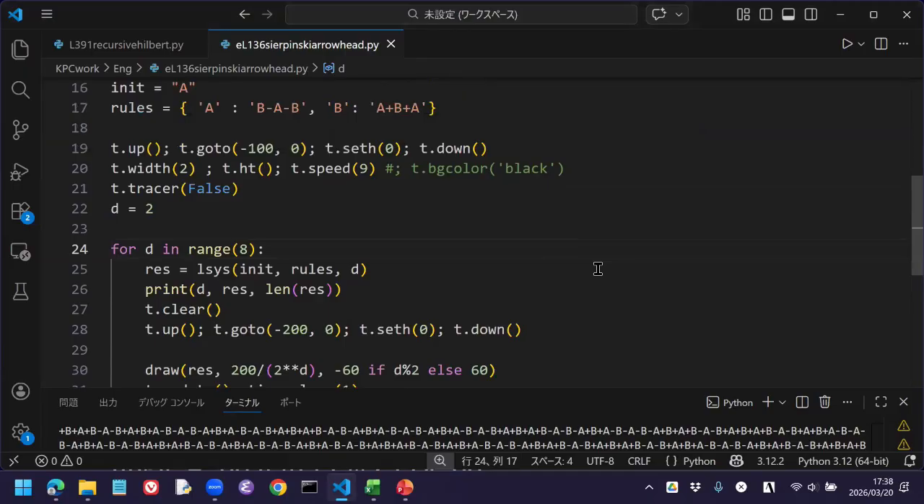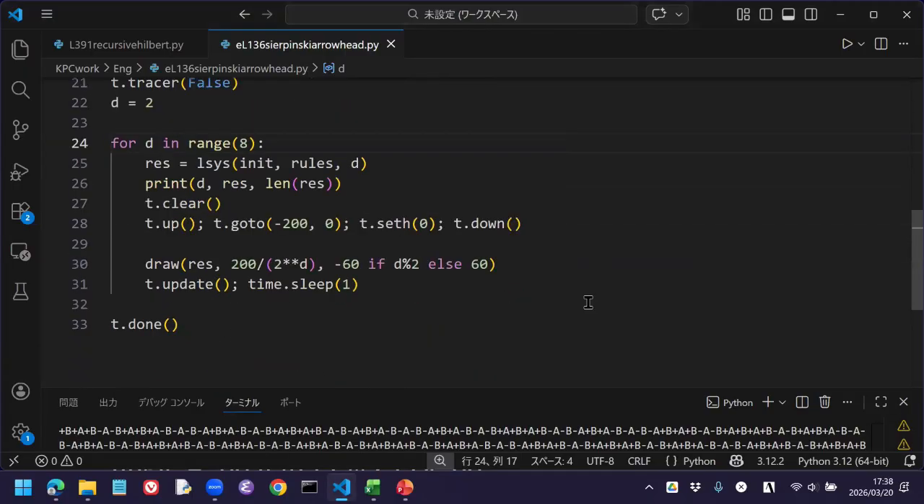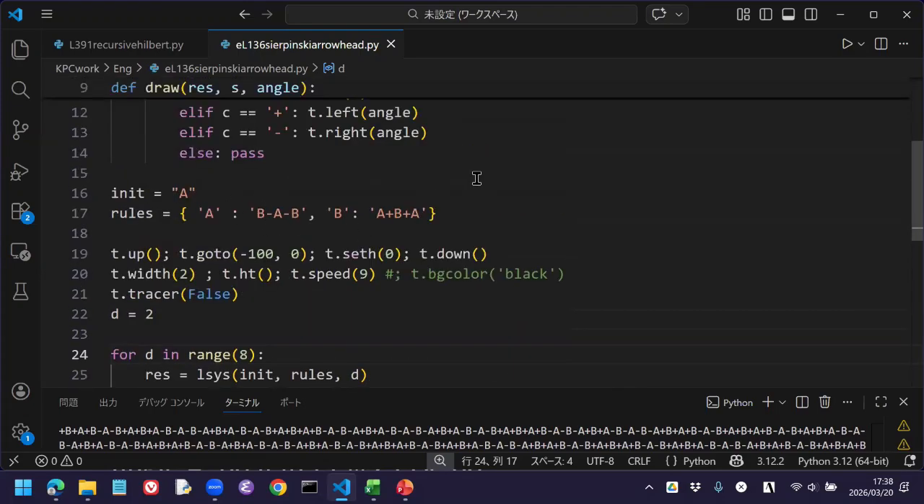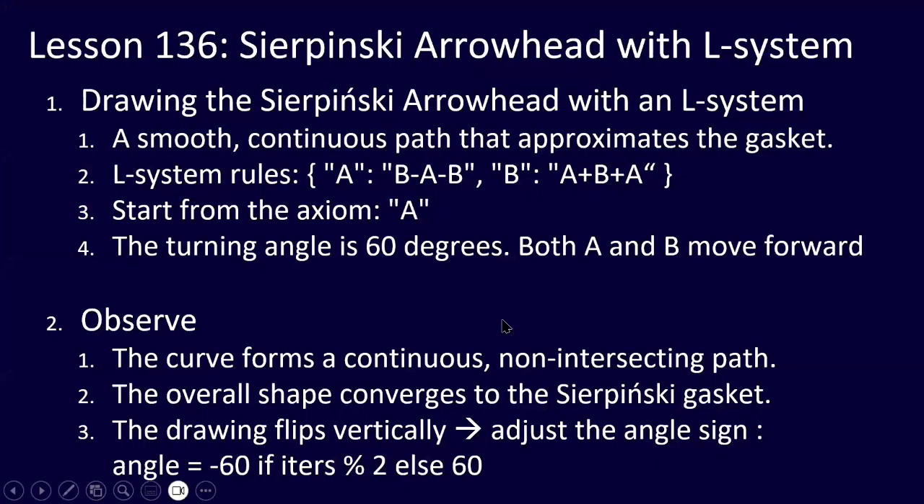Now, I hope you enjoy this. I hope you like the idea of making an approximation of the Sierpinski gasket by writing the symbols A, plus, B, and minus. It's very interesting. I hope you like it, and that you will look at the details yourself and enjoy the drawing.